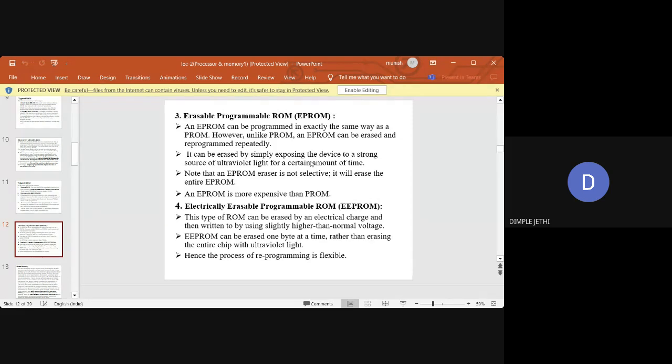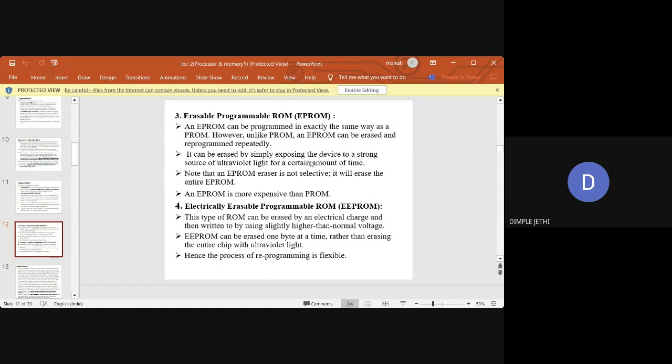Right? But what is the disadvantage? The advantage is you can erase it and recreate it, but the disadvantage is that this is not selective. If you have to change at one place only, you cannot be selective. You have to erase the whole row and then rewrite from the beginning. Okay, so this is not selective. You cannot select an area and erase it and change it. So you have to erase the entire row and then rewrite it.